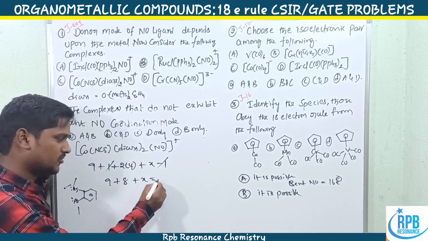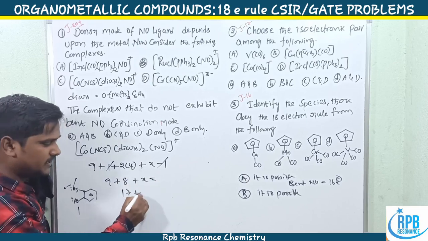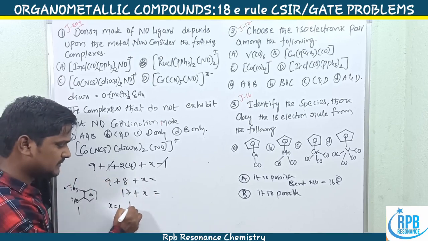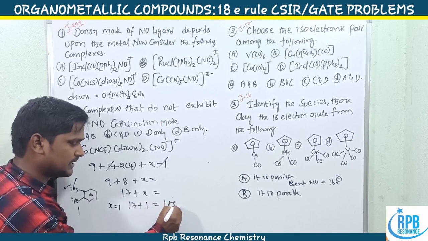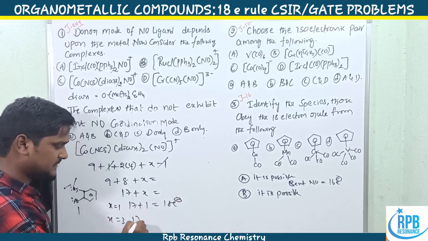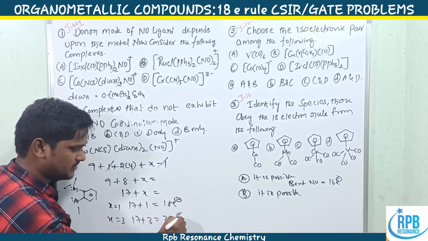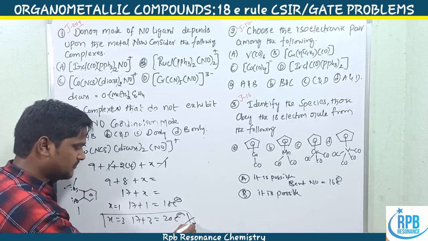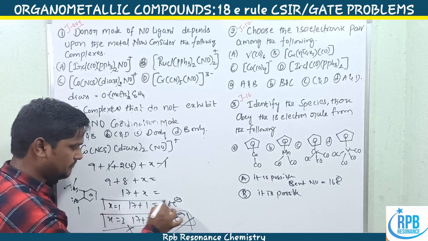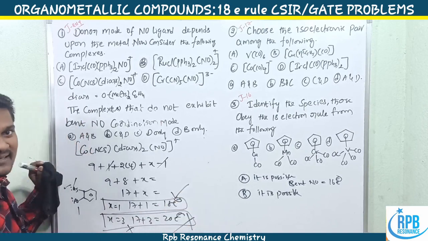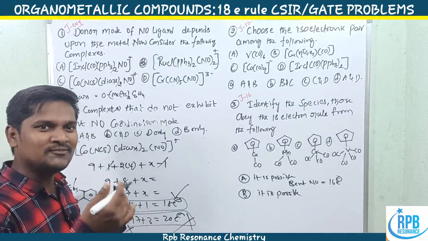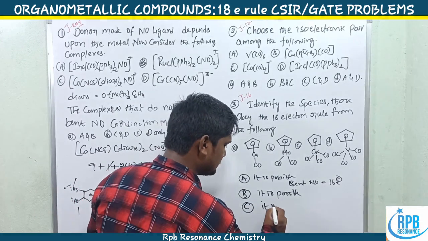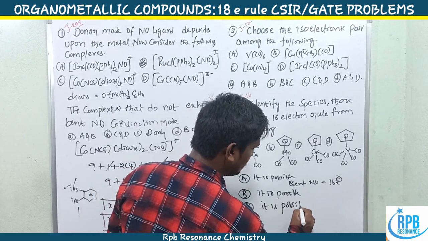Now we don't know the total number of electrons. So 17 plus X. Here also two possibilities are there. If X is equal to 1, 17 plus 1, 18 electrons. If X is equal to 3, that is 17 plus 3, 20 electrons. So 20 electrons are less stable. That's why the linear molecule is not possible. Here only bent is possible. They are asking about which do not follow the bent mode. So that means C is also possible for formation of the bent one.